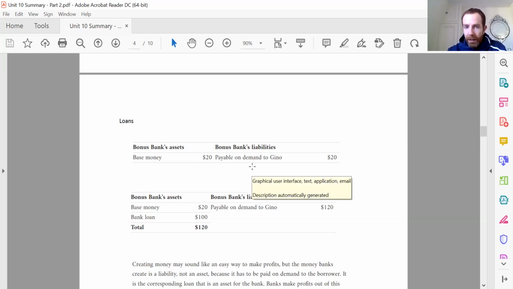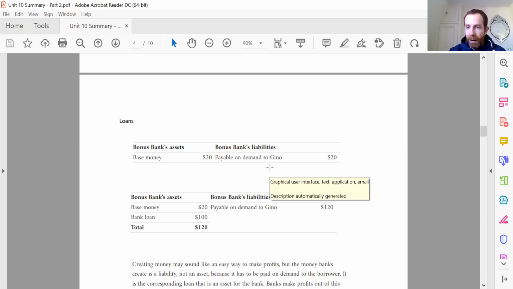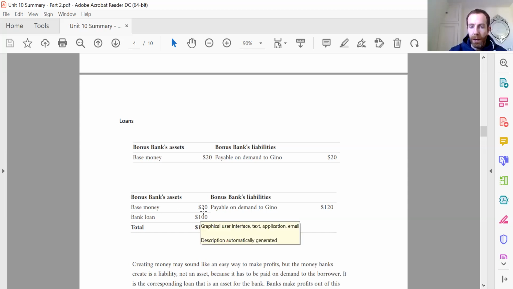But there's also a liability on the bank from the bank's perspective, because at any point in time, Gino could come in and demand that. So the bank has an asset because it has this $20, but it's also a liability because Gino can come and just demand that $20 whenever. So now we imagine that Gino wants to get a loan of $100. And so Bonus Bank says, yeah, absolutely, that's fine. And here's where the bank money comes in. Because if we look at the asset side, the amount of base money is not changed when the loan is made. But now they're adding a $100 asset in terms of a bank loan.